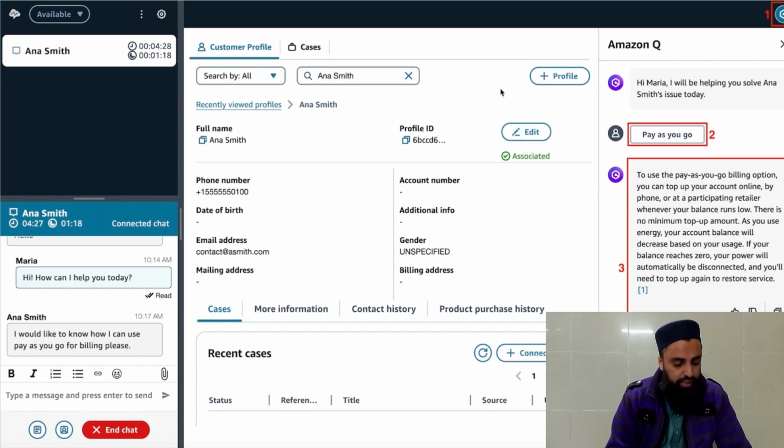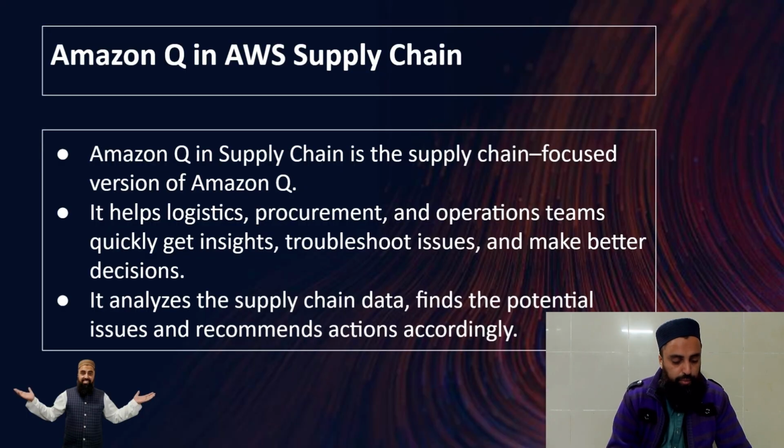And the last one is Amazon Q in AWS Supply Chain, and it is specific for supply chain queries and questions. It is the supply chain focused version of Amazon Q. It helps logistics, procurement, and operations teams to quickly get insights, troubleshoot issues, and make better decisions. It also analyzes the supply chain data, finds potential issues, and recommends actions accordingly.